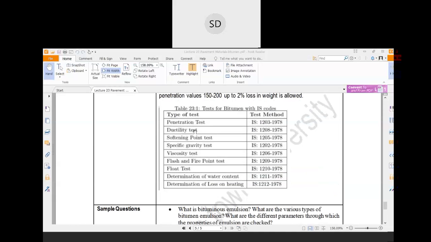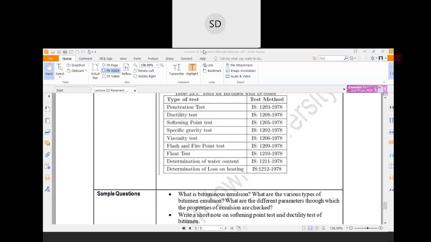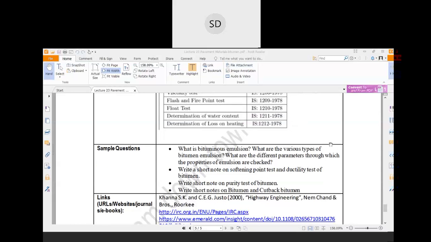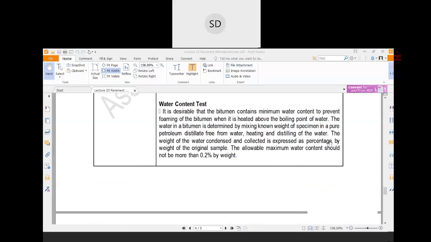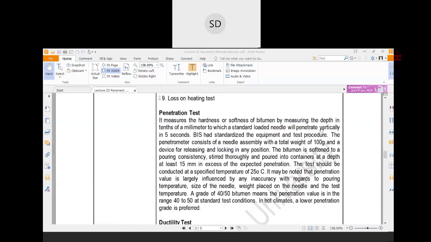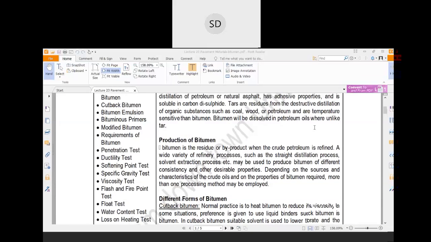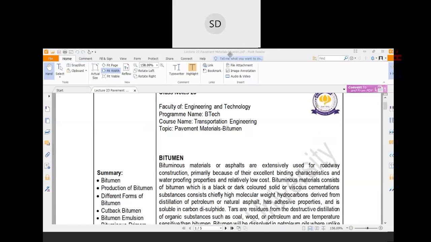Now these are different types of tests and these are the experimental methods which you have to follow. These are different Indian standard codes. So this is all about this class. Is it clear?